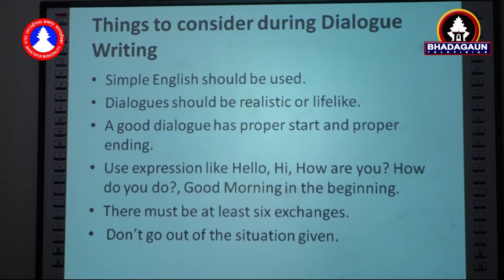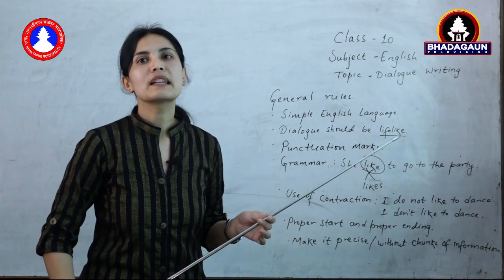So first of all, we have to start with hello, hi, how are you, how do you do, good morning in the beginning. So these work as the proper start of the dialogue. All right. So focus on having at least 6 exchanges in the dialogue. There must be at least 6 exchanges. You can go more than 6 exchanges, but you shouldn't have fewer than that.